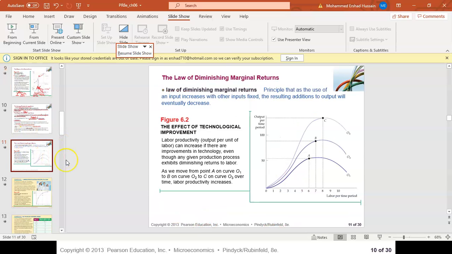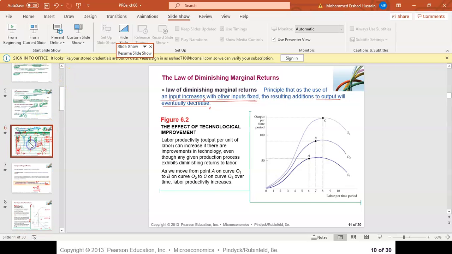Now let us go to the next slide. Law of diminishing marginal return. This principle says that as the use of an input increases with other inputs fixed, right? As in this example, as we use more and more labor with a fixed amount of capital, the resulting addition to output will initially increase, reach a maximum, but beyond that it will decrease, right? And this is what happened here.